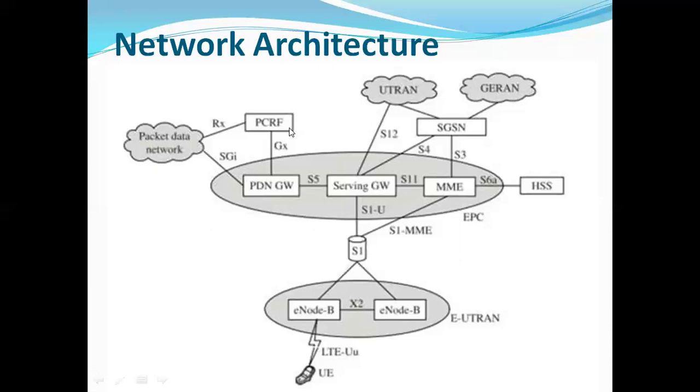The next component is the policy and charging rules function. This component is for policy and charging control. The next component is the HSS, that is Home Subscriber Server. It is responsible for service authorization and user authentication. The last component is the SGSN. It is for controlling packet sessions and managing the mobility of user equipment for GPRS networks.